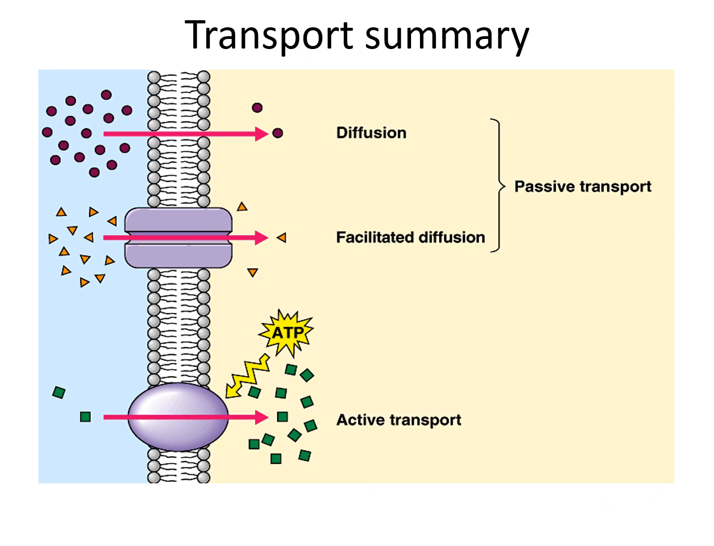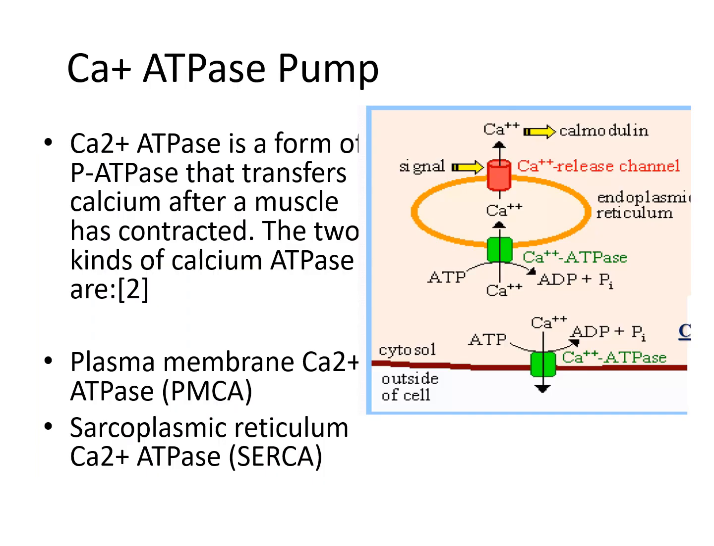So here we would be discussing the summary. We have discussed diffusion, simple diffusion and facilitated diffusion. All these were passive transport, and we have discussed active transport, that requires ATP in the form of energy.